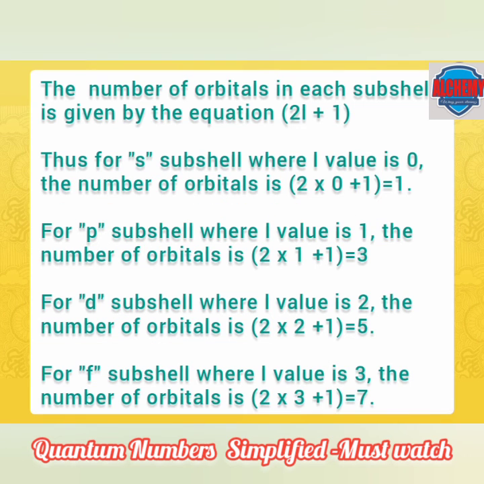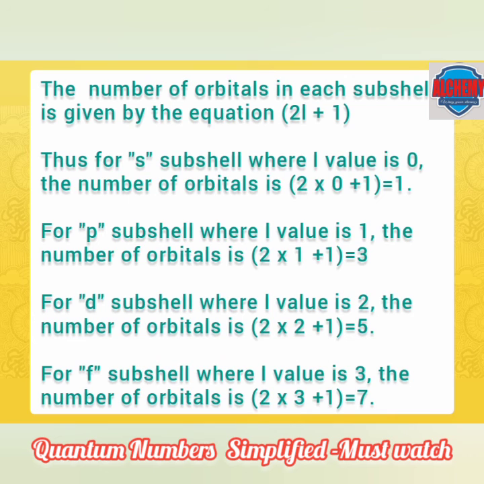The number of orbitals present in each subshell is given by the equation 2L plus 1. Thus, for the S subshell, where the L value is 0, the number of orbitals is given by 2 into 0 plus 1, that is equal to 1. This means that the S subshell has got only one orbital. For the P subshell, where the L value is 1, the number of orbitals is given by 2 into 1 plus 1, that is equal to 3. This means that the P subshell has got 3 orbitals.